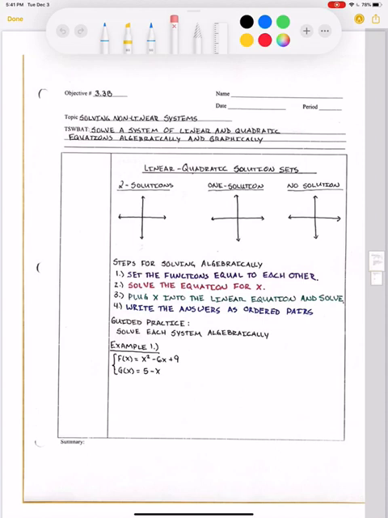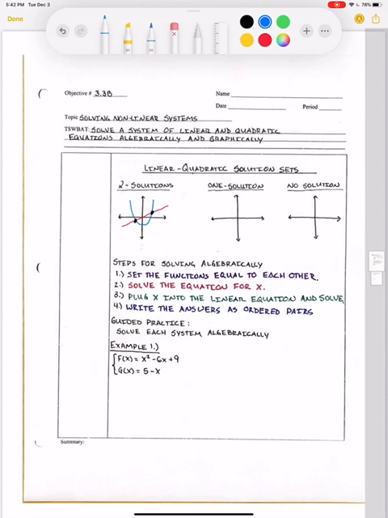Today we're going to look at solving a nonlinear system of equations. So we're going to be working with linear equations and quadratic equations. Linear and quadratic solution sets, based on their graphs, you can have something that has two solutions, and it would look like this, where the line crosses the parabola at two different points. That would give you two solutions.